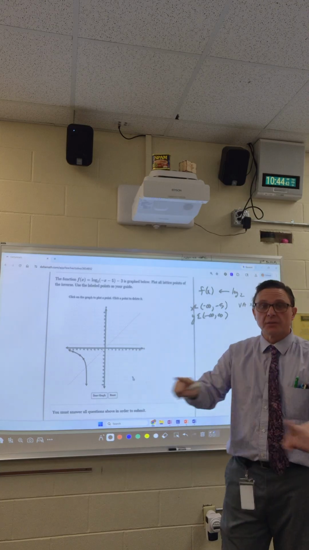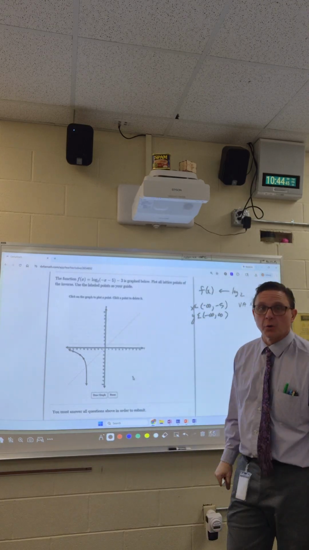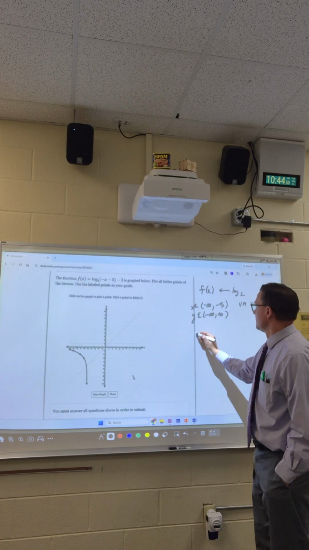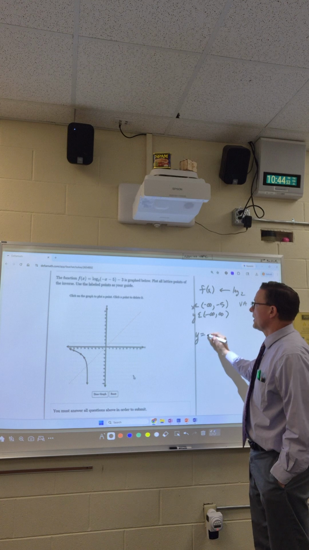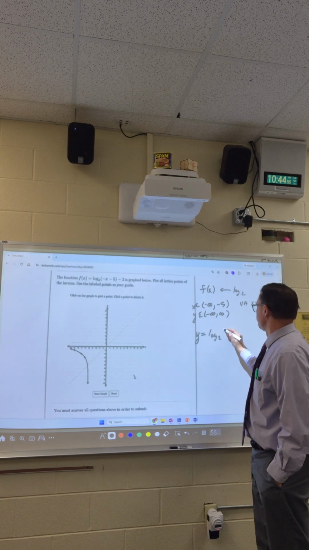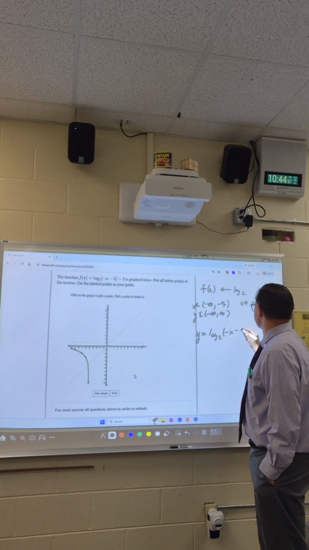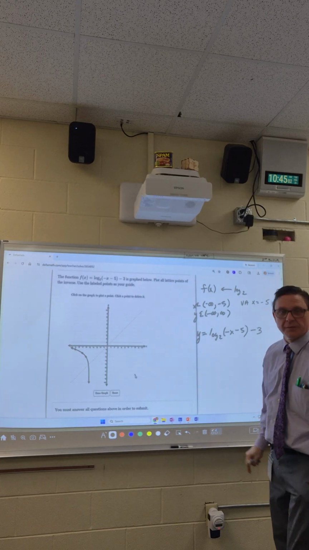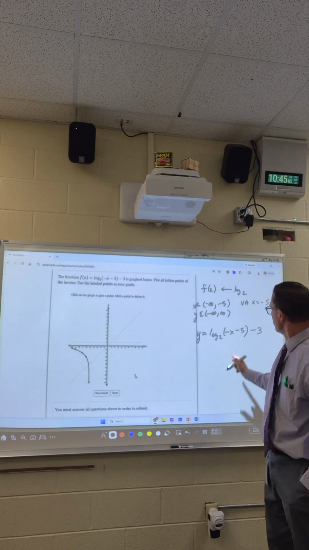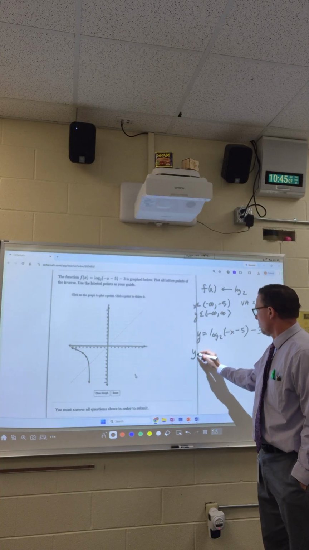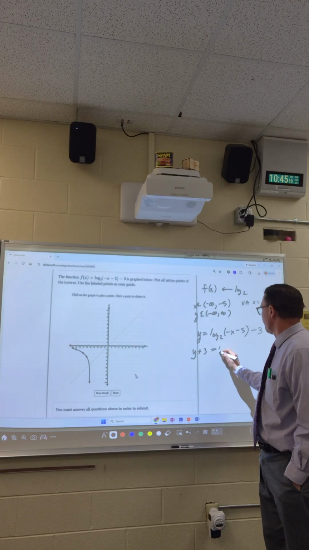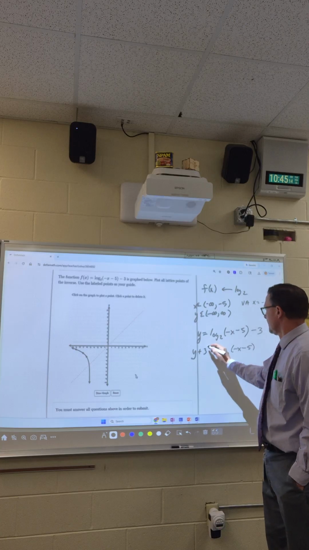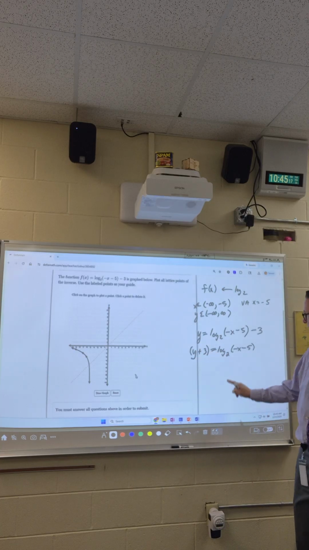When we switch x and y, that's going to help us a lot, okay? And that's going to keep us here. And then we're going to have to solve this equation for x, right? And if there was a negative here, you'd have to multiply by negative at some point, but there isn't. So I'll add the 3. y plus 3 equals log 2 of negative x minus 5. Put that in parentheses, and now I can write an exponential.